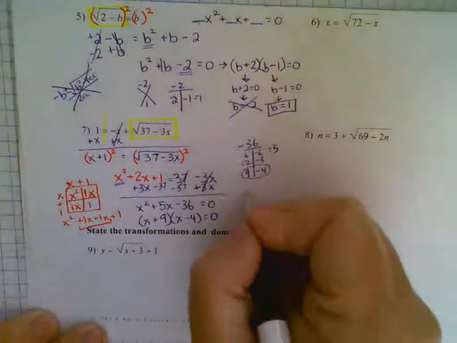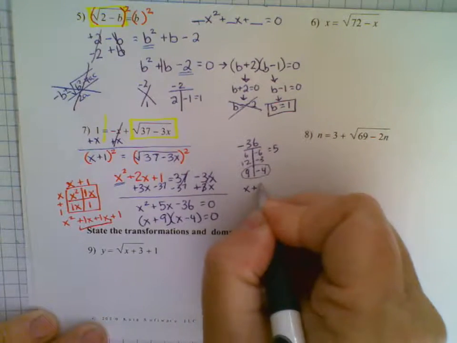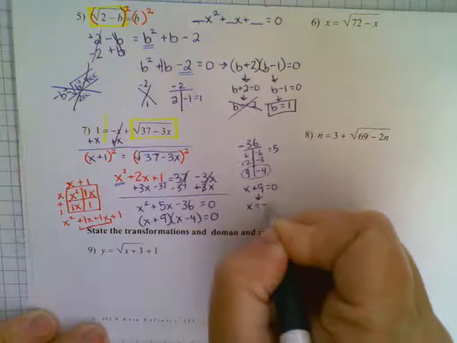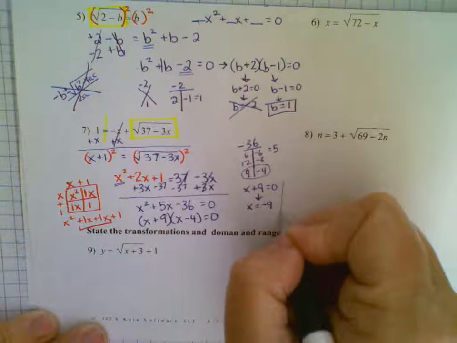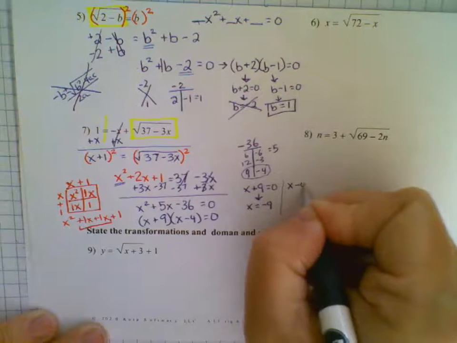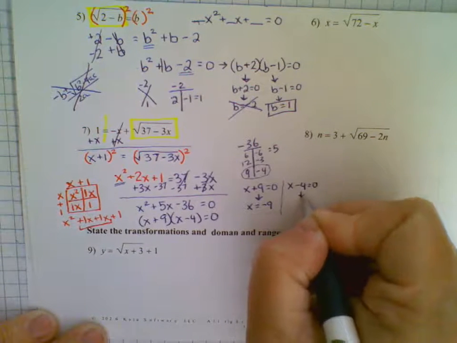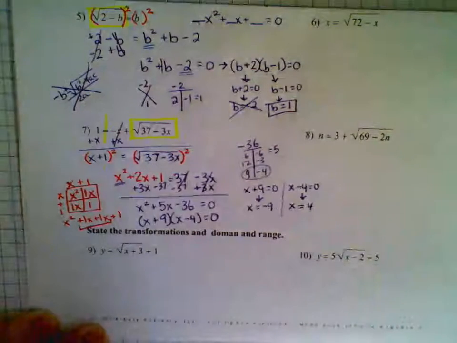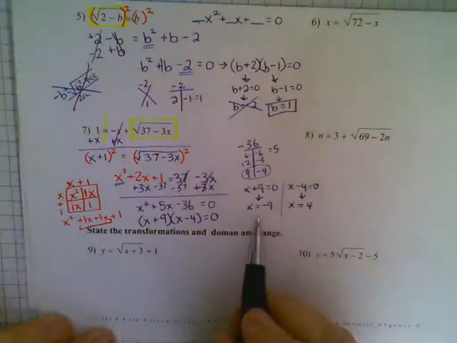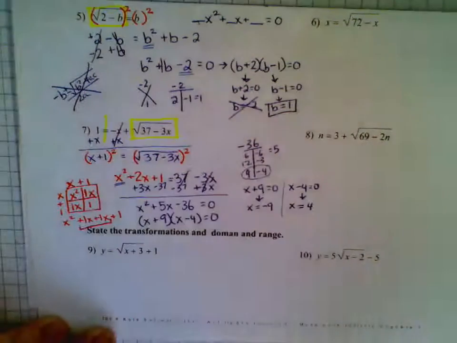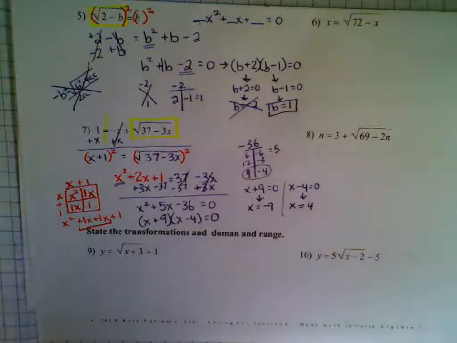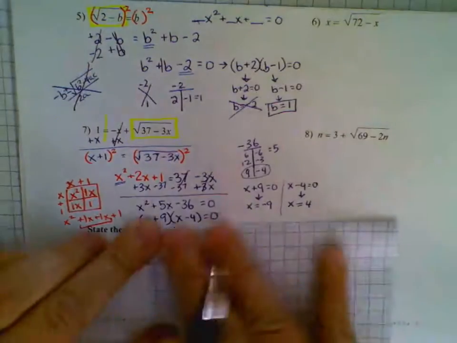We have to solve each of those individually. So x plus 9 equals 0. I'm going to subtract 9 and I get x equals negative 9. And I also have x minus 4 equals 0. I'm going to add 4 and that gives me x equals positive 4. All right. So we've got two solutions. We're going to have to test them out. So I've, again, run out of room, so I'm going to do it on a separate sheet of paper.